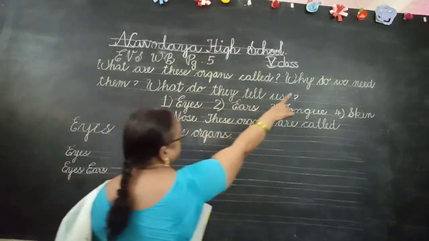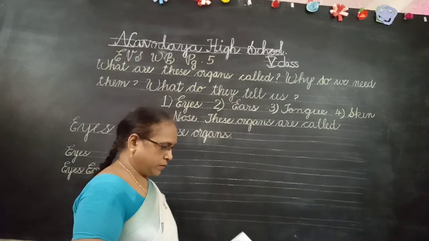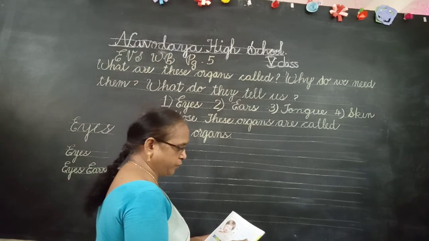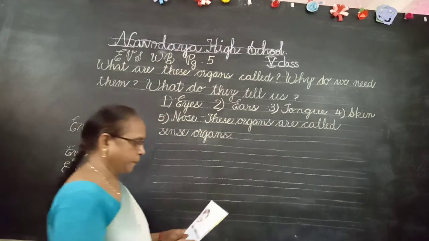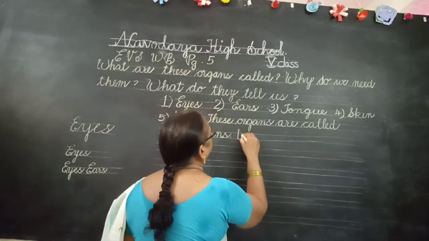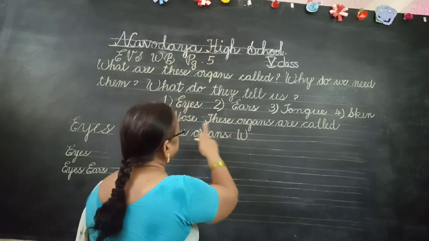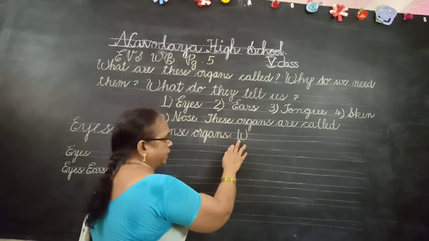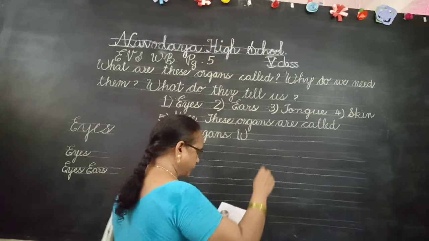Next question is, why do we need them? Why do we need them? Yes, you are all answering, I think. After seeing 4 videos, you can easily write the answer for this. We need them. Here, one sentence is over. We are starting another sentence. Whenever we start another sentence, we should start with a capital letter.